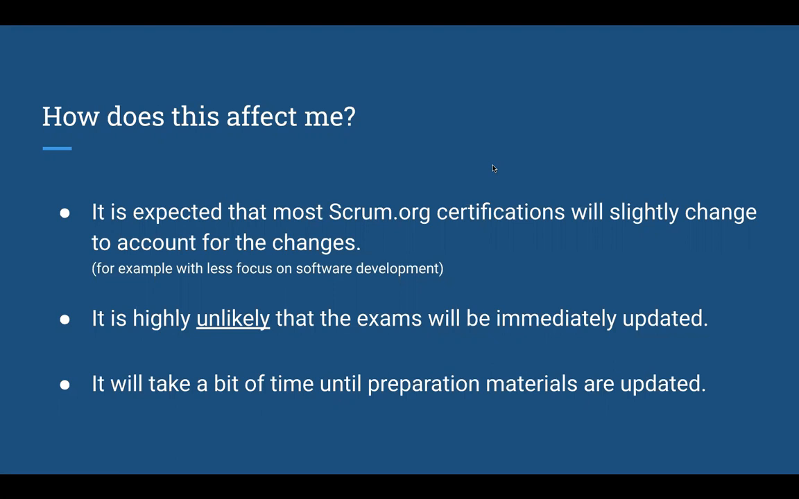So obviously, once the Scrum Guide is published, it is expected that all Scrum.org certifications and possibly also other certifications from other institutes that use the Scrum Guide as the basis for certifications will be updated to reflect the latest changes from the Scrum Guide. For example, one of these changes may be that there will be less of a focus on software development or software development technologies and terms, and more of a generic approach to Scrum.